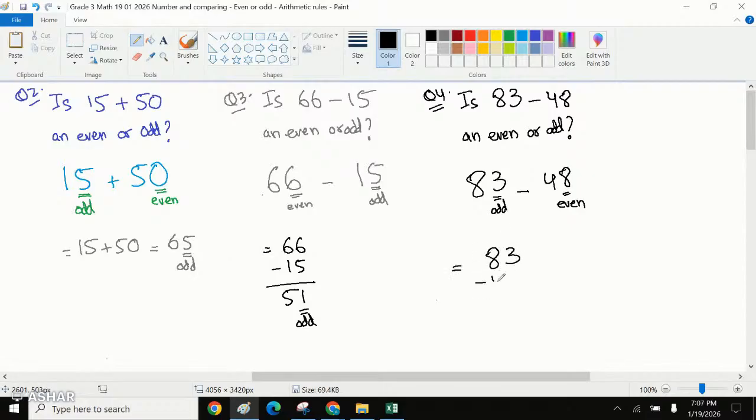we know how to subtract, right? We carry 1, this becomes 7, this is 13. 13 minus 8 is 5. 7 minus 4 was 3. We get the answer 35, and 35 ends with a 5. Any number that ends with 1, 3, 5, 7 or 9 is always an odd number. So we can say the result of 83 minus 48 will be odd, right?